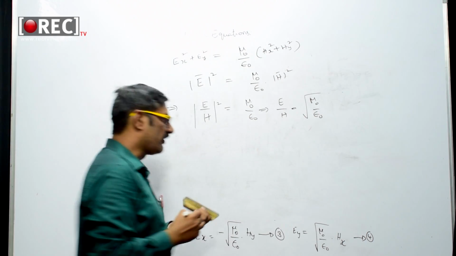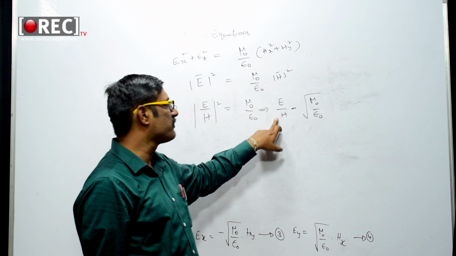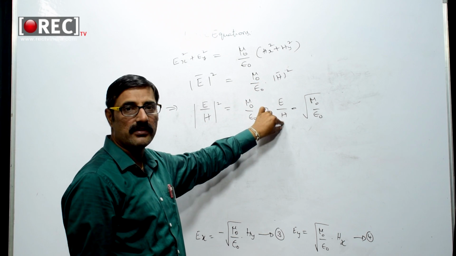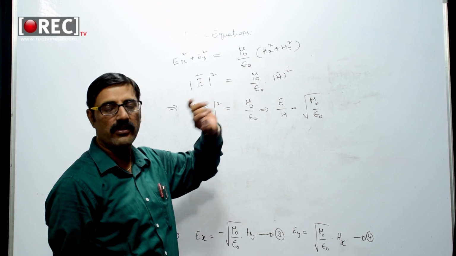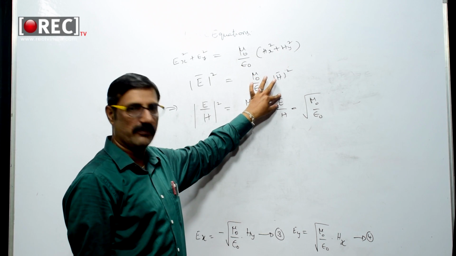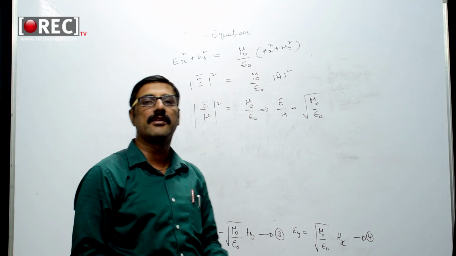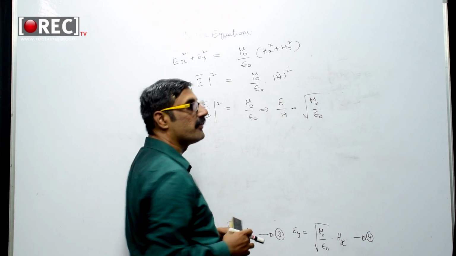Now, what does it signify? E is measured in volt per meter and H is measured in ampere per meter. So volt per meter divided by ampere per meter will give us volt per ampere, because meter and meter get cancelled in the numerator and denominator. So volt per ampere represents an impedance.